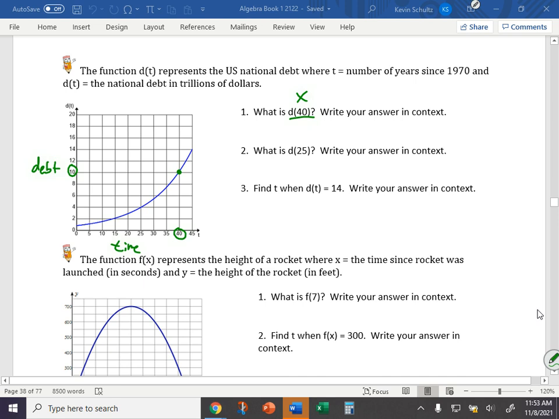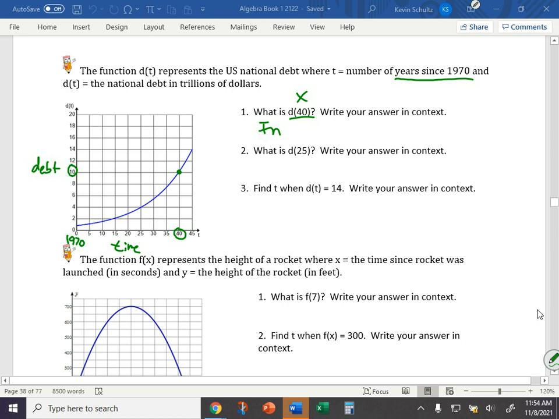I mean, obviously it's not year 40, right? We were not a country in year 40, okay? So it's the number of years since 1970, meaning that x equals 0 here, this is 1970. You know, this graph starts in the year 1970 since it's the years since 1970. What year are we talking about? 2010, right? 1970 plus 40 is 2010.